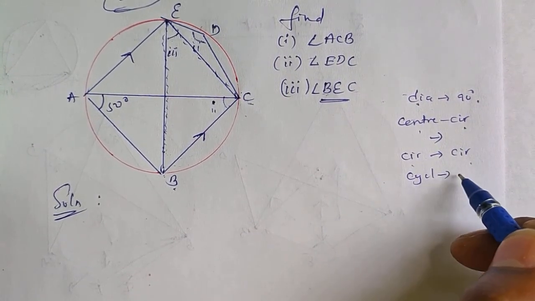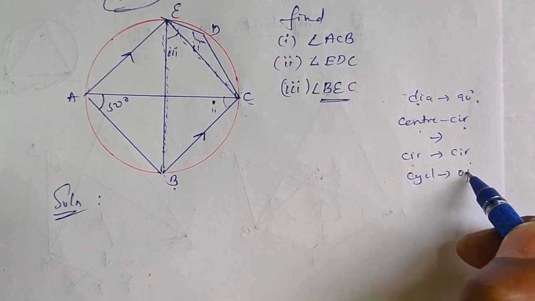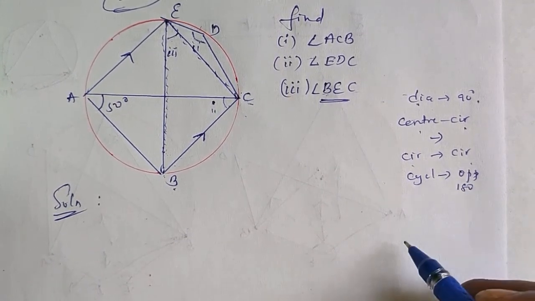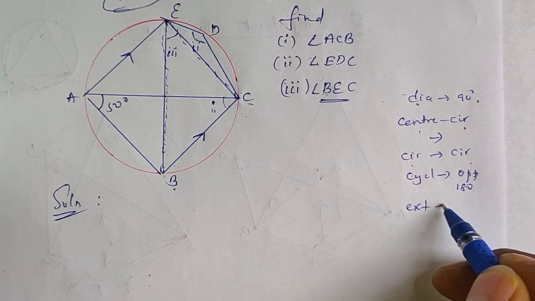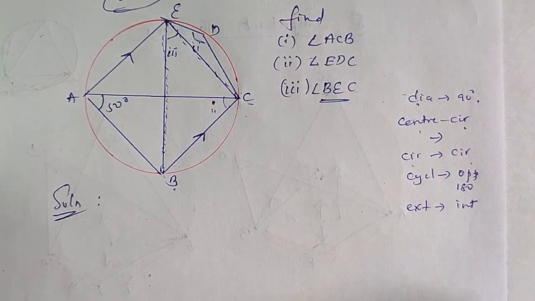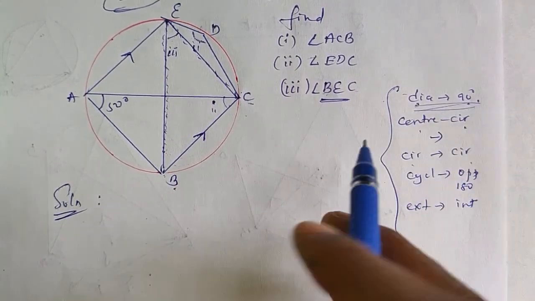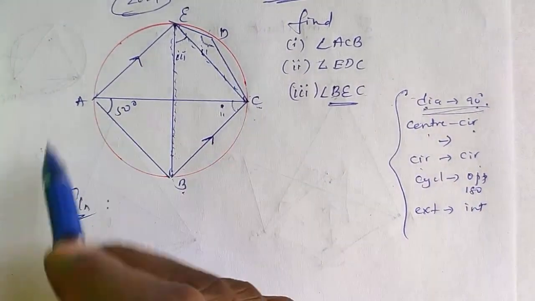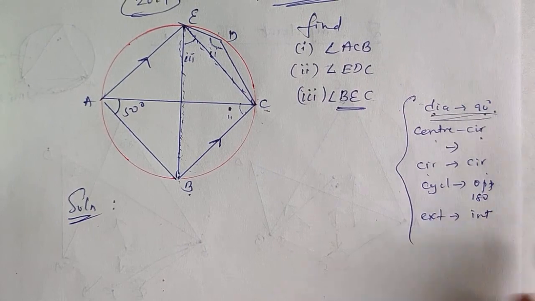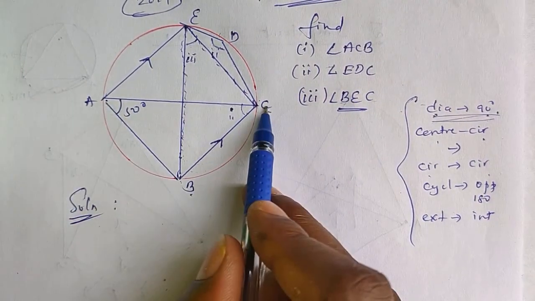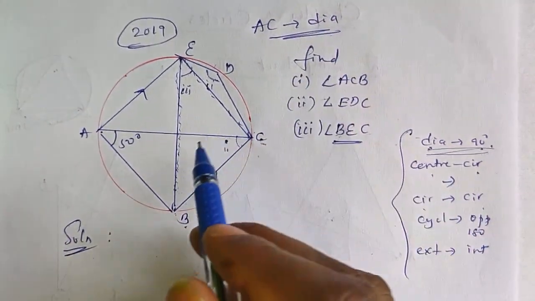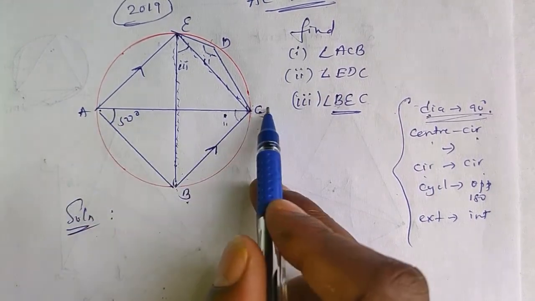When a cyclic quadrilateral is given, what should you do? Opposite angles sum to 180 degrees, and the exterior angle is equal to the interior opposite angle. So note down all those 5 theorems, we will use them one by one. If a diameter is given, mark 90 degrees. Suppose a diameter is not given in the question, don't use that theorem. Now here diameter AC is given, no? AC is a diameter in the question.